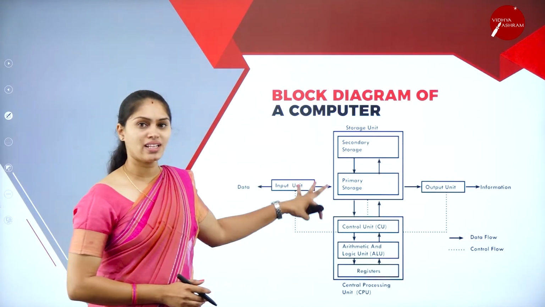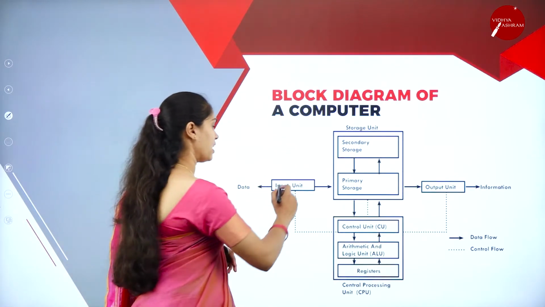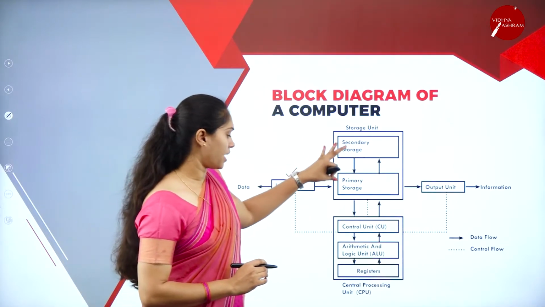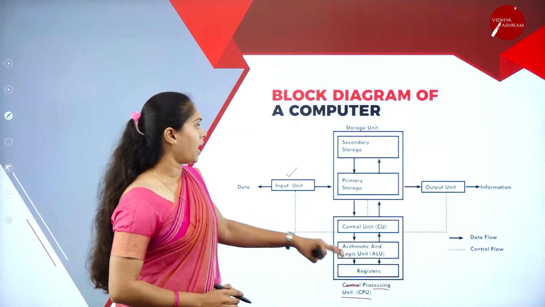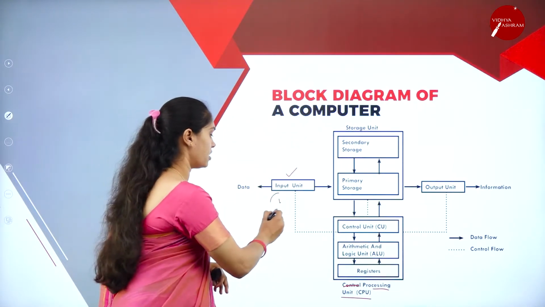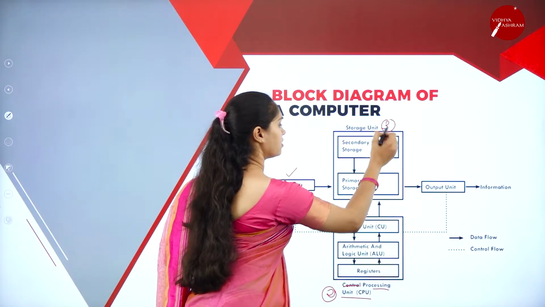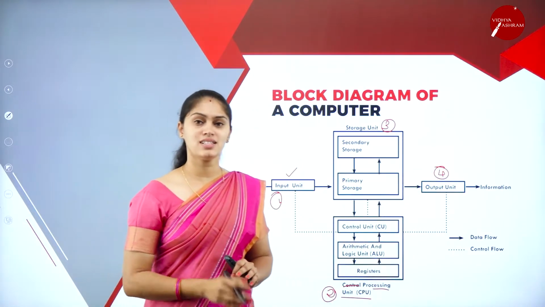Here you can see the block diagram of a computer. What all do I have? I have an input unit, and then I require the CPU, that is the central processing unit, and I have a storage unit, that is the memory unit. So this is the first component, this is the second one, and this is the third one. At last I am going to get the result by making use of the output unit.